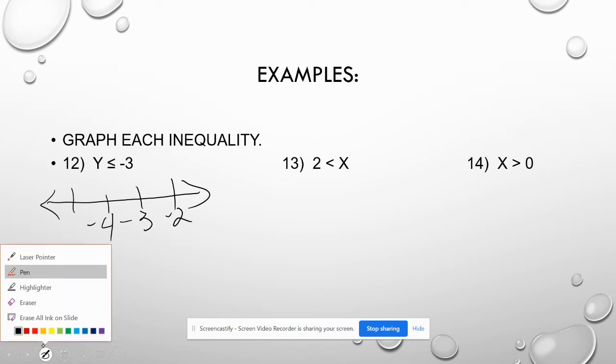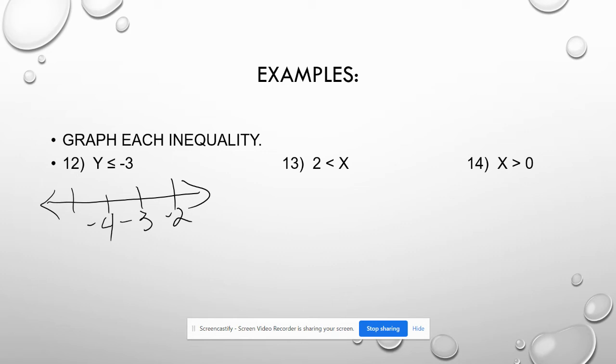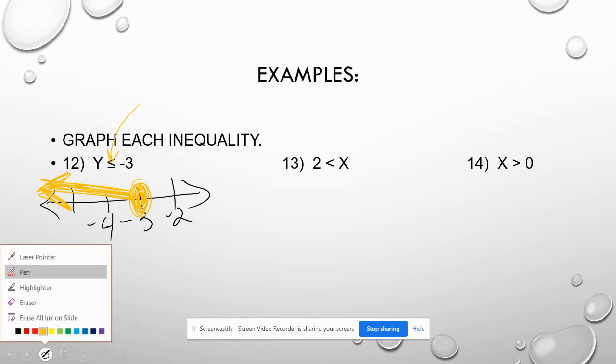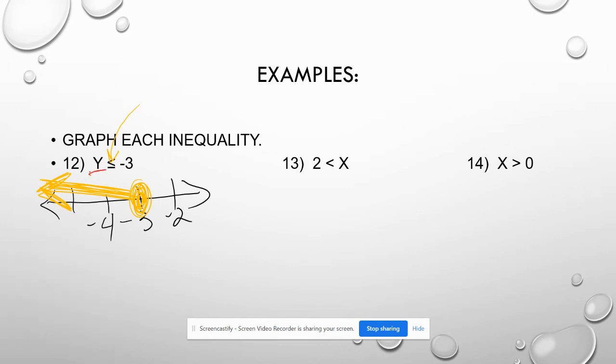So if y is less than or equal to -3, equal to means this is a closed circle, and less than is -infinity. So we would shade to the left. It also works to say that the inequality is going to the left, so we're shading to the left. But that only works when your variable is on the left side.